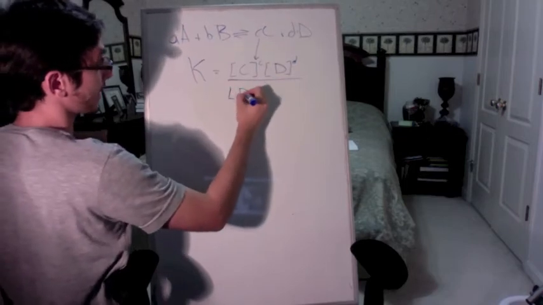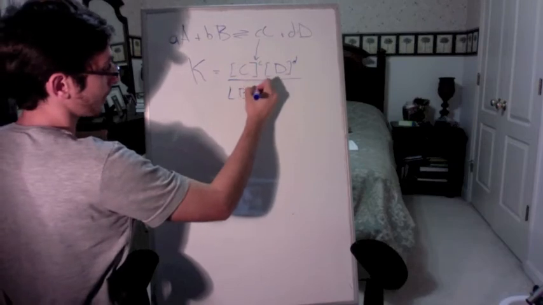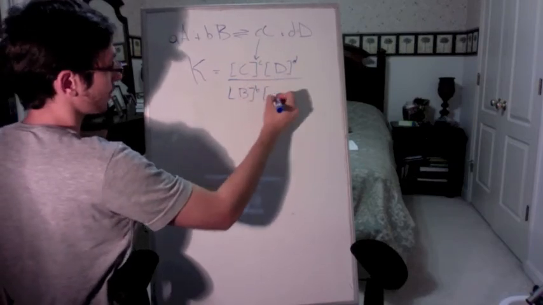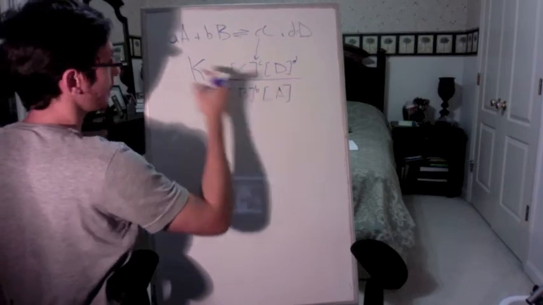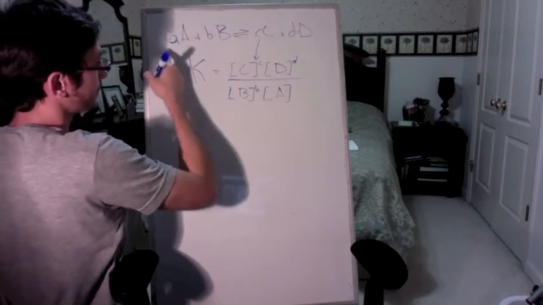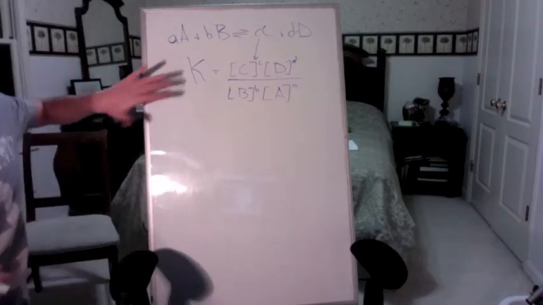Substance, now the reactants are in the denominator, coefficient as the exponent, the concentration of substance A, you already have the exponent. And again, this value is going to characterize how the forward and reverse reactions are in equilibrium with each other.